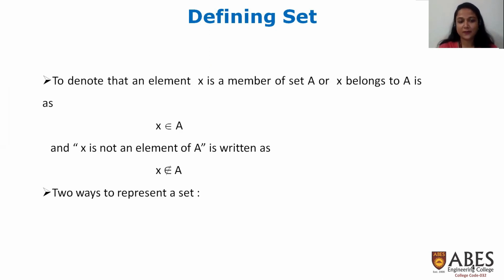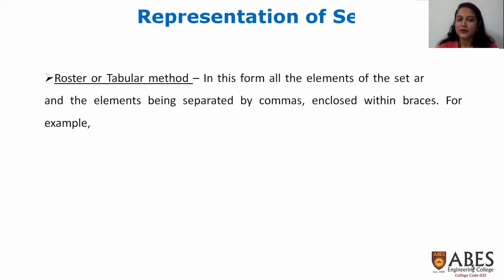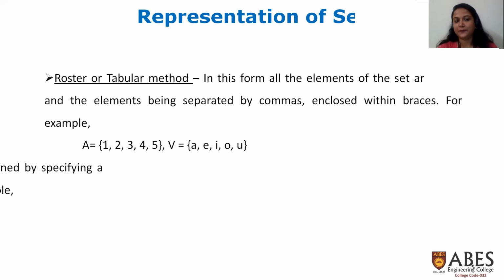There are various ways to represent a set, but two of them are the most popular. First is the roster or tabular method. Second is the set builder or rule method. As per the roster or tabular method, all the elements are listed, separated by commas, and enclosed within curly brackets. For example, set A has 1, 2, 3, 4, 5 as elements, separated with commas and put in curly brackets. Likewise, the set of vowels is a, e, i, o, u and it is denoted by set V.